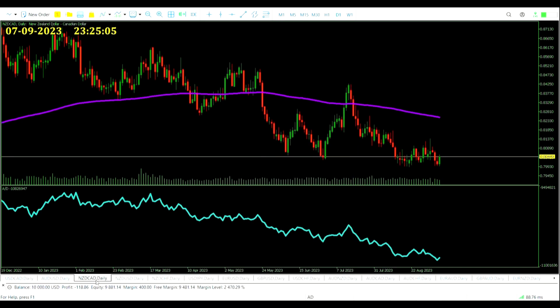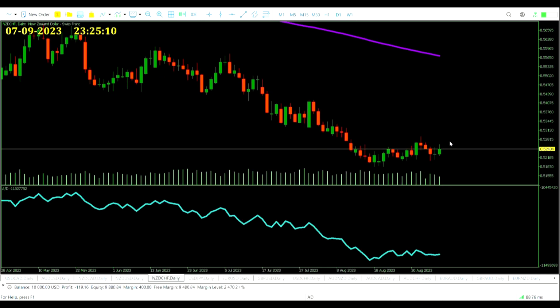New Zealand dollar CAD, that's retreated from the lows. Same for the New Zealand dollar Swiss franc. So yeah, we're grinding it out, wait for those highs and lows in price, and then see if we can get divergence from them. We have got a higher low on the AD here, but I just need that price to drop. It might come soon, let's wait and see.